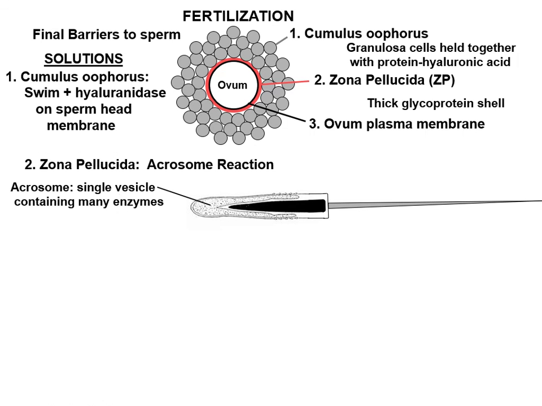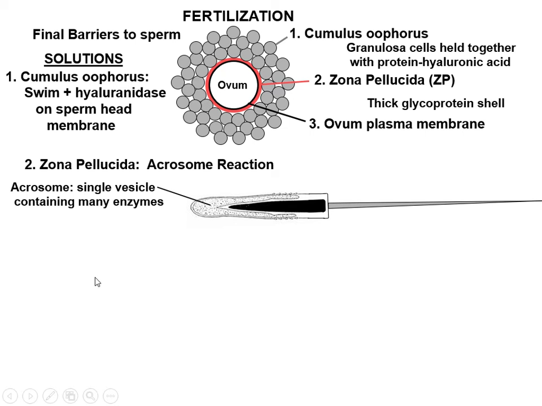The acrosome is basically a single vesicle between the DNA of the sperm and the plasma membrane of the sperm. And it contains a lot of different enzymes. The acrosome reaction, you can think of it as basically being completely analogous to exocytosis. So if you think of this as a very big secretory vesicle, remember exocytosis is always initiated by an increase in calcium.